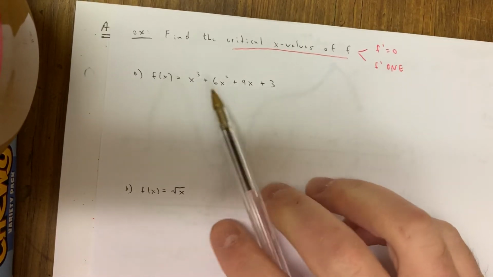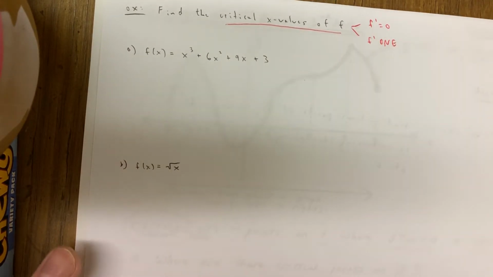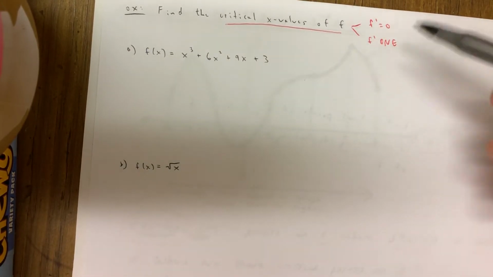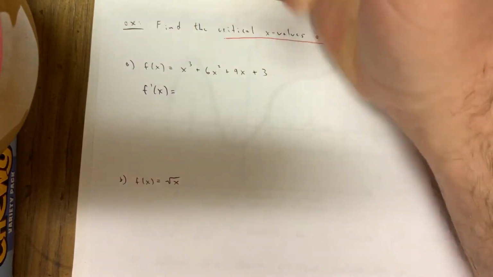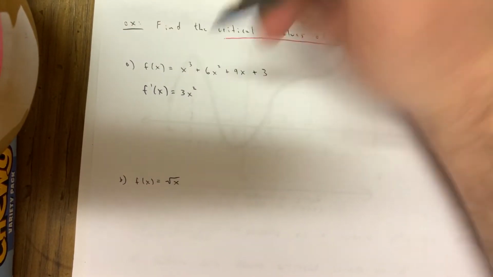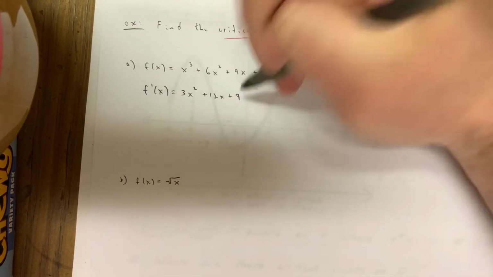Here we have f of x equals nice little polynomial function right here. And if you want to find critical x values of f, and you want to find where f prime is equal to 0 or f prime is non-existent, you'll need f prime, right? So let's derive. We get f prime of x equals what? 3x squared plus 12x plus 9.